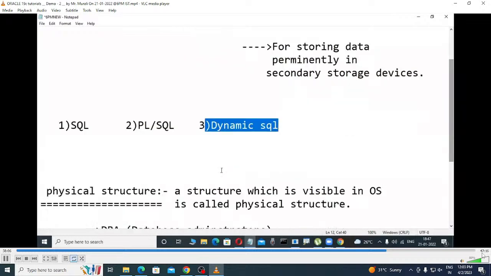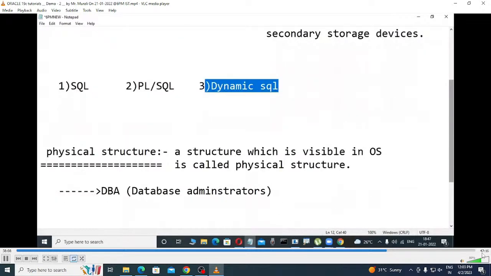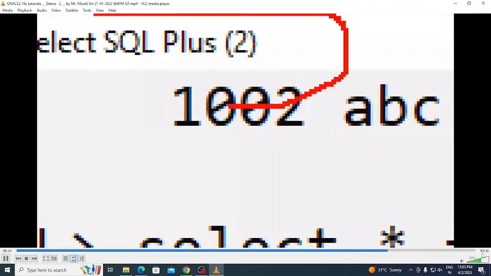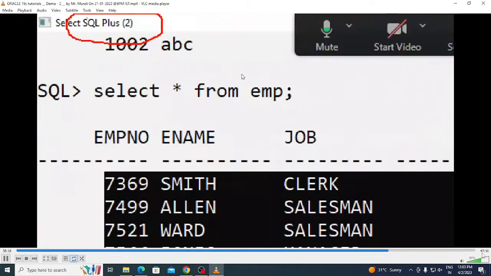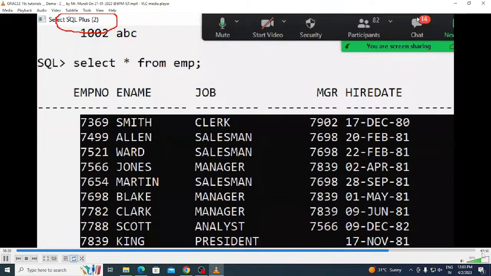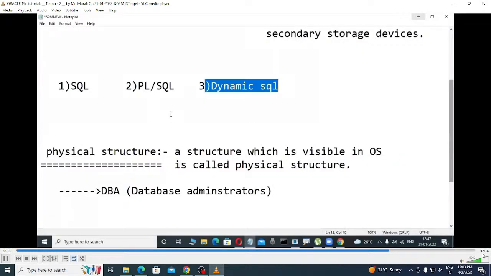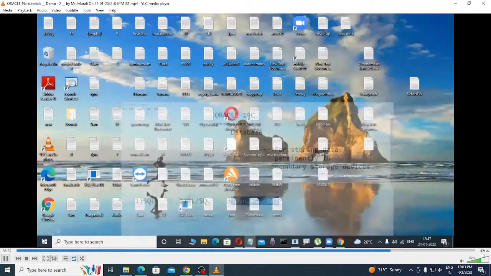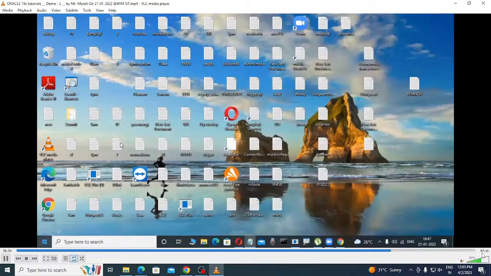But another thing is there in my system here. SQL Plus is there. What is this one? This is a tool. This is called a client tool. If you want to connect to the Oracle database, then we use a client tool. SQL Plus is a tool, that is a default tool. Whenever I'm installing Oracle software, automatically the tool is available.